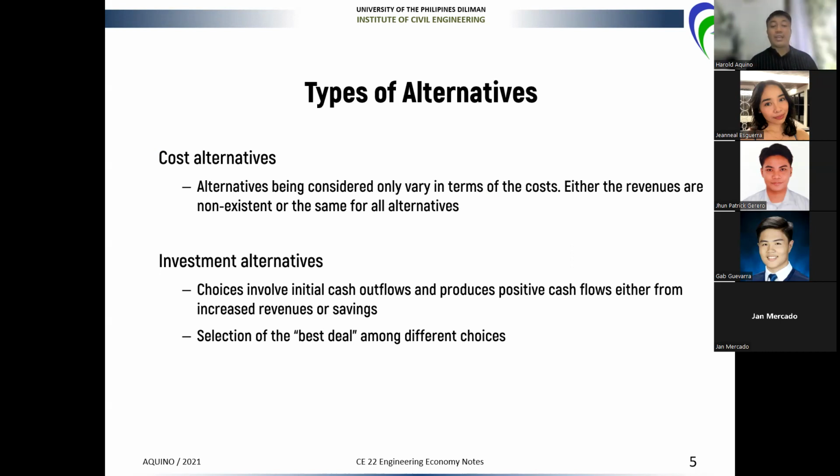Yeah, the other classification is investment alternative, wherein the choice between these alternatives involves initial cash flows and produces positive cash flows either from increased revenues or savings. No? So yung positive cash flow again could be revenues, ibig sabihin may incoming, or savings, ibig sabihin reduction in costs, right? And the selection of the best deal among different choices, no? So it involves economic analysis first to be able to select kung ano yung best option among our pool of alternatives.